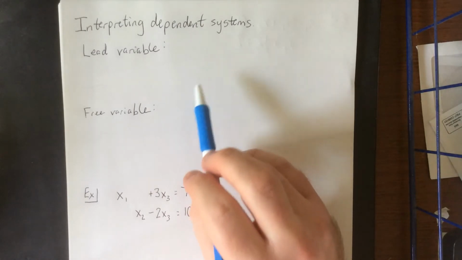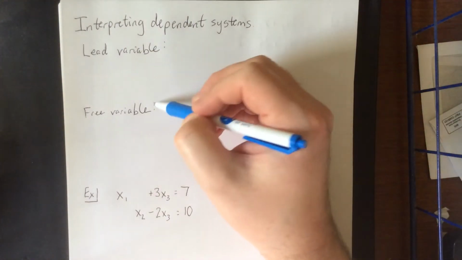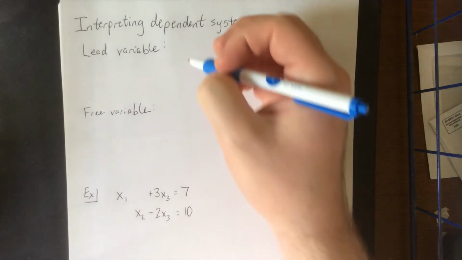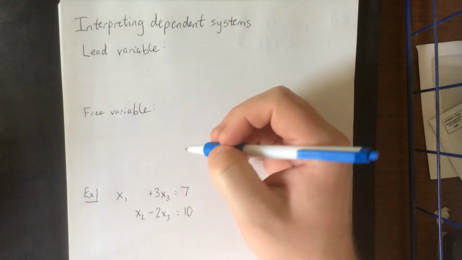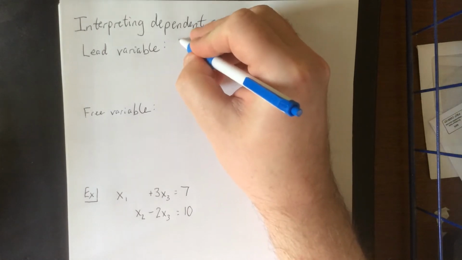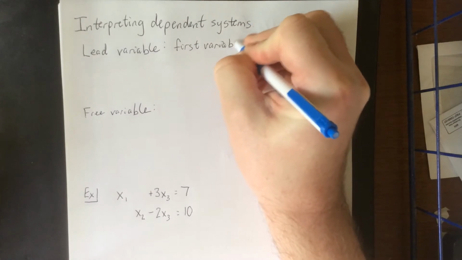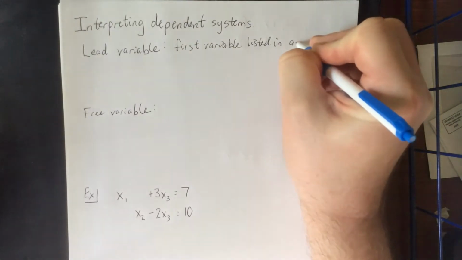Now, when you have an infinite number of solutions, the way that you represent that infinite number of solutions is significant. So first and foremost, I would like to introduce the concept of lead variables and free variables. A lead variable is defined as, once you have a system in row echelon form, and we'll get into more details on that in a future video, a lead variable is simply the first variable listed in an equation.